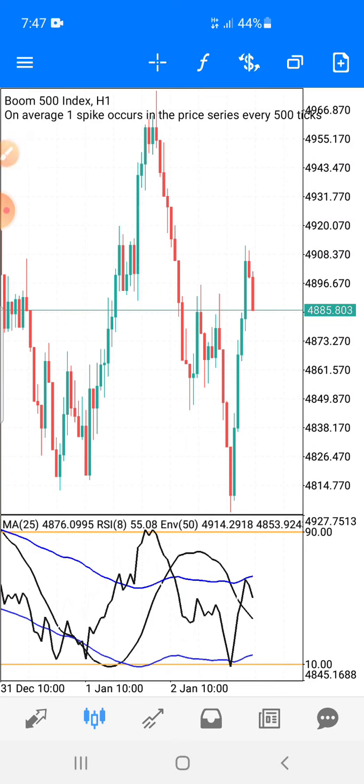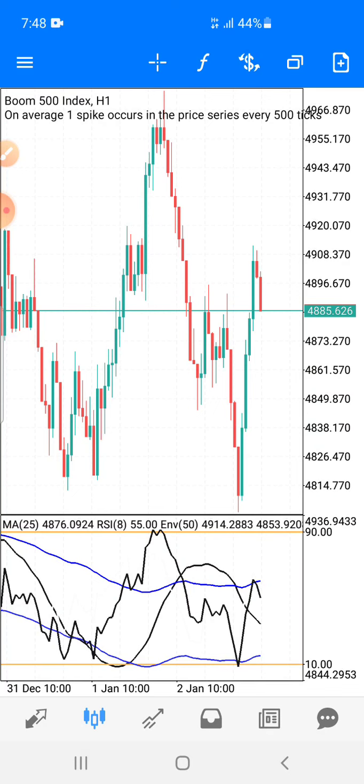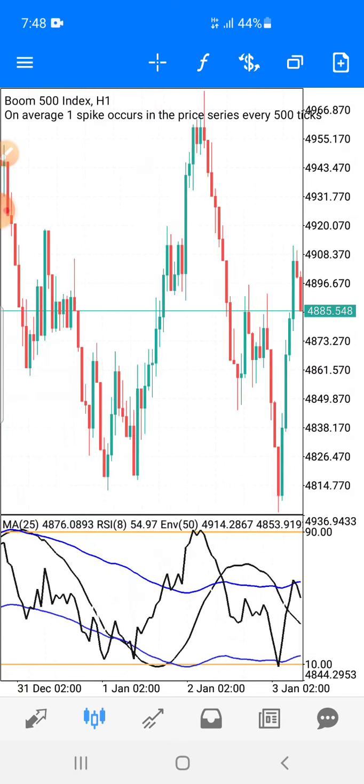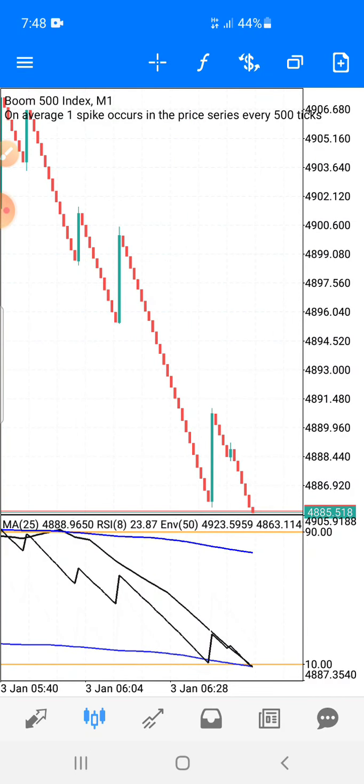So you can see, this is not clear. We always want to see a clear downtrend or uptrend on a higher time frame, like 1 hour or 4 hours. If you don't see a clear downtrend or uptrend, leave the trade, don't enter. But once you see a clear downtrend or uptrend, come down to a lower time frame, like 1 minute, and wait until they converge. Once they converge, then you place your buy or sell. On Boom you buy, on Crash you sell. The setup is very simple.